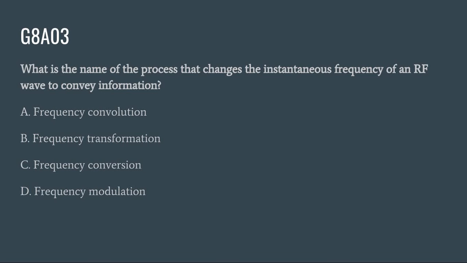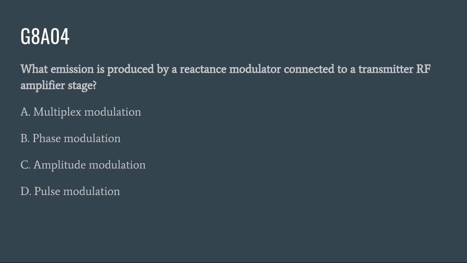G8A03, what is the name of the process that changes the instantaneous frequency of an RF wave to convey information? A, frequency convolution. B, frequency transformation. C, frequency conversion. Or D, frequency modulation. Correct answer D, frequency modulation.